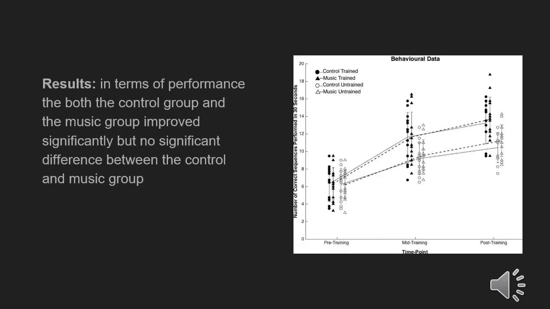So along with looking at the MRI, they also wanted to measure performance. And based on the performance of both the control and the music group, there was actually no statistically significant difference between either group. The music group did perform better. However, it was not significant enough to quantify that the music therapy was actually better than just the visual display for cueing.